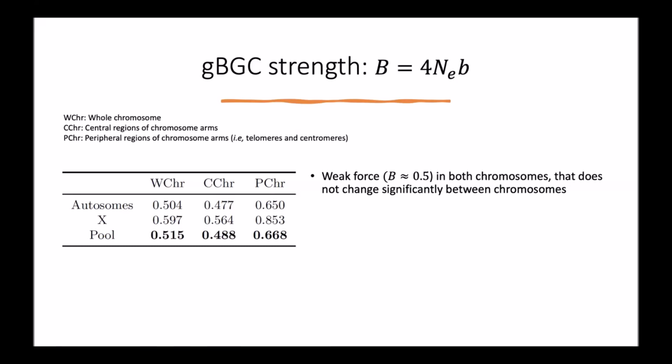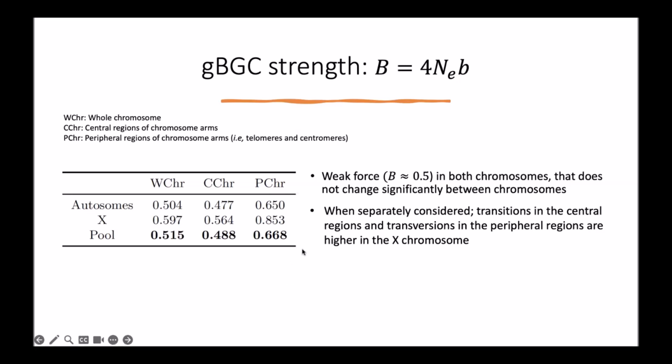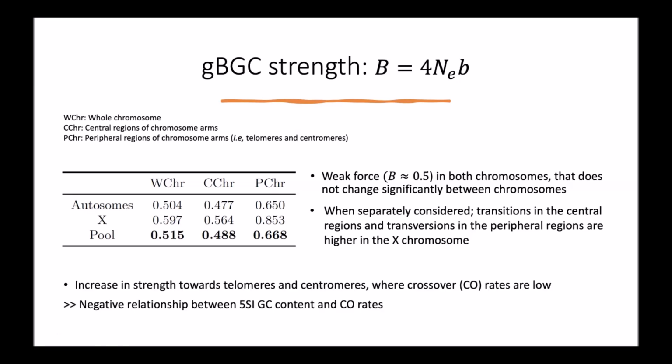These estimates are obtained by using all GC changing mutations without differentiating the transitions and the transversions. When I obtain my estimate after I differentiate the transitions and transversions, I do observe slight differences between autosome and X. What was much more interesting for us, we did observe some increase in strength towards the peripheral region, telomeres and centromeres, which are regions that have been marked with low crossover rates.